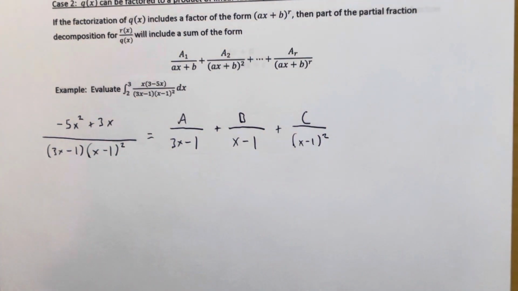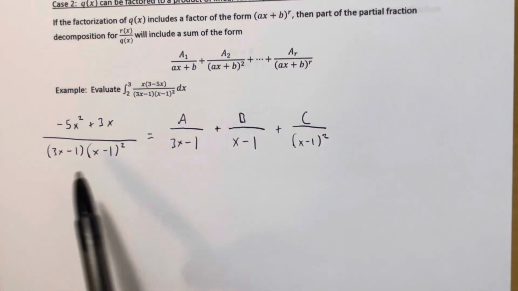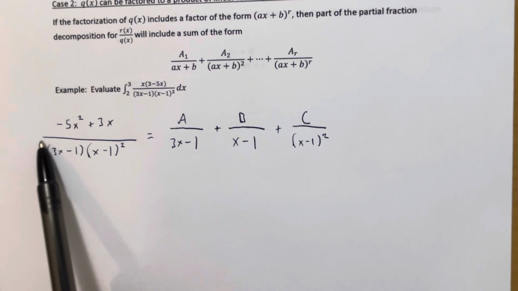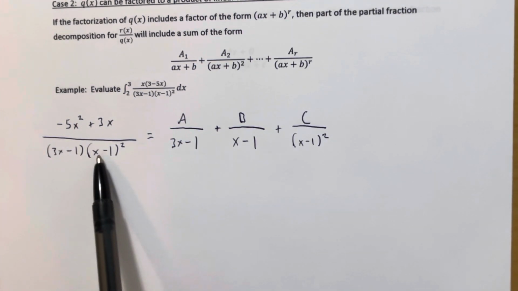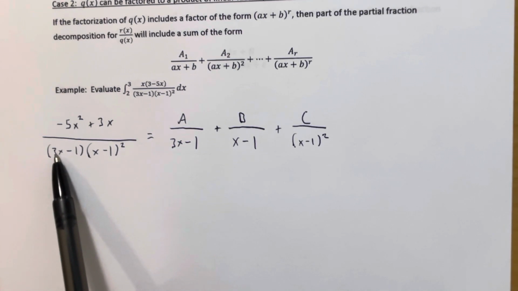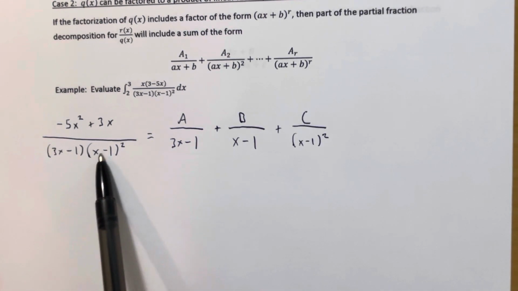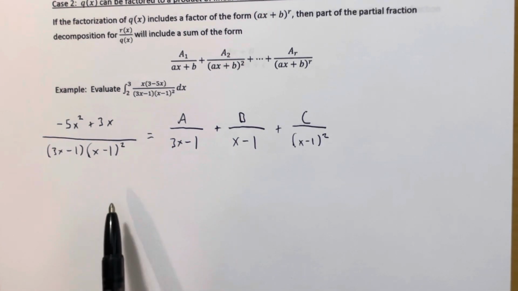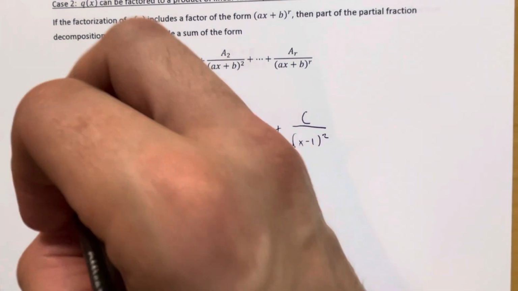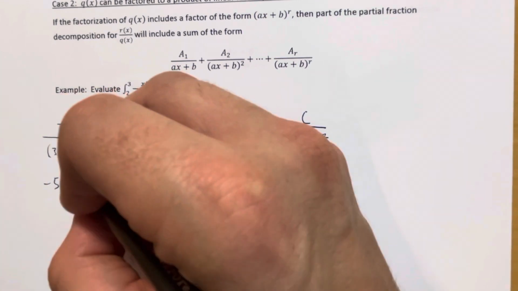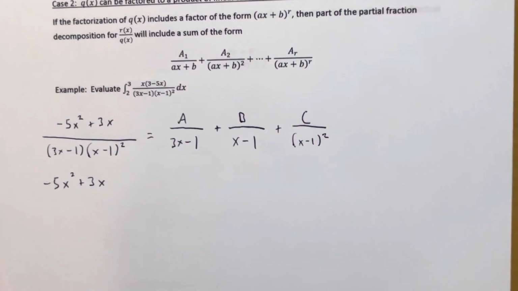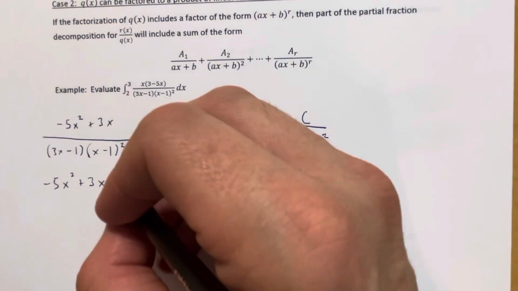Okay? So now I'm going to do the same thing that I did in the previous example. I'm going to clear all of these denominators out by multiplying both sides of this identity by this denominator here, 3x minus 1 times (x minus 1) squared. Obviously, on my left-hand side, that's going to leave me with just that numerator. But what about the right-hand side?